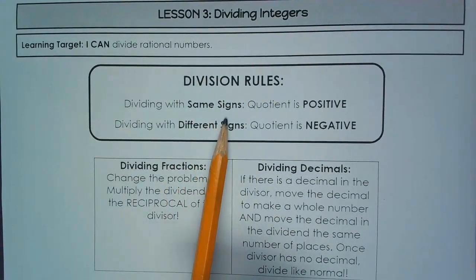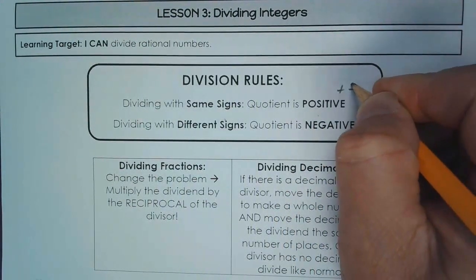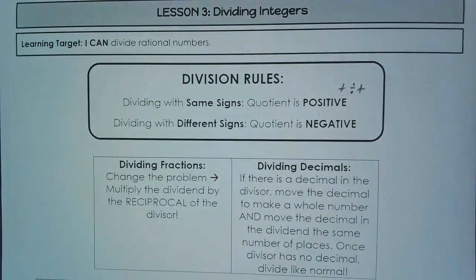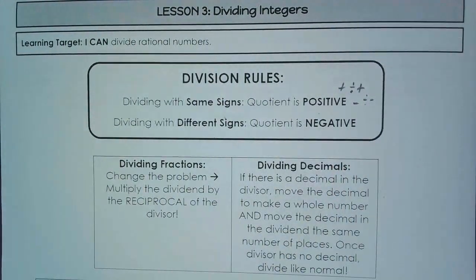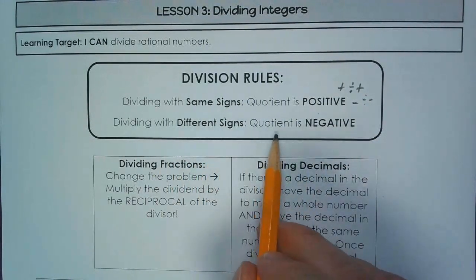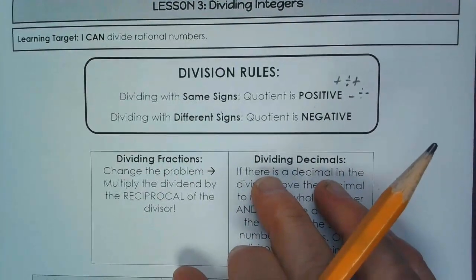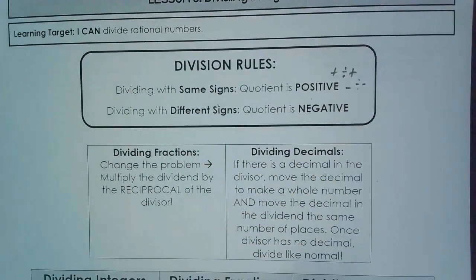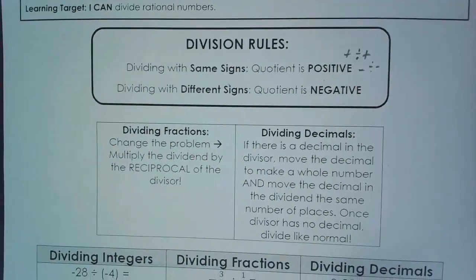Dividing by the same sign, the quotient is positive, which means dividing by two positives gives me a positive. Dividing by two negatives gives me a positive also. Dividing by different signs is a negative, which means dividing a positive by a negative or dividing a negative by a positive gives me a negative sign.